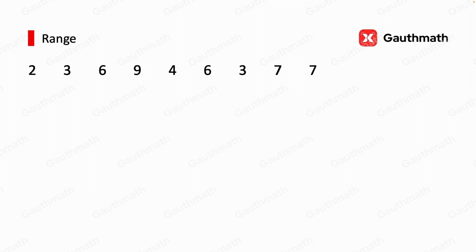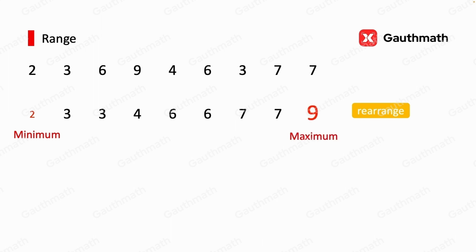Suppose we have a set of numbers here, 2, 3, 6, 9, 4, 6, 3, 7, 7. In order to find the maximum and minimum, we can rearrange the numbers first. So now we can see that the minimum value in this data set is 2, and the maximum value is 9. Therefore, the range is 9 minus 2 equals 7.